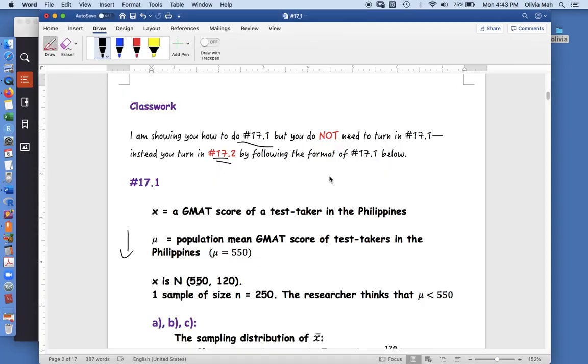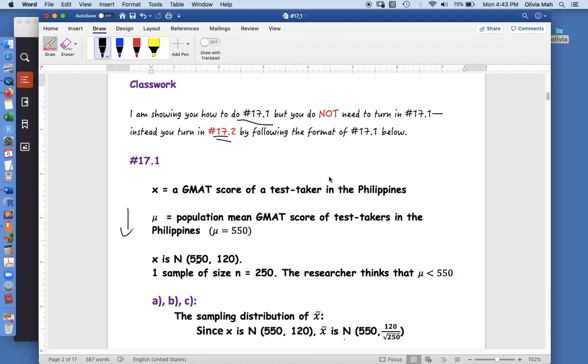As I said, the most important thing is you understand what the question is asking. What are we measuring? And you know the assumption. So please write what the individual elements represent. The individual element here is a GMAT score for a test taker in the Philippines, and the mu is the population mean GMAT score in the Philippines.